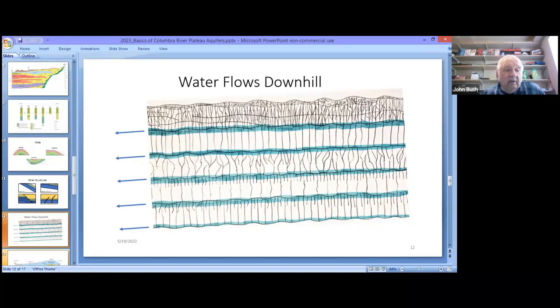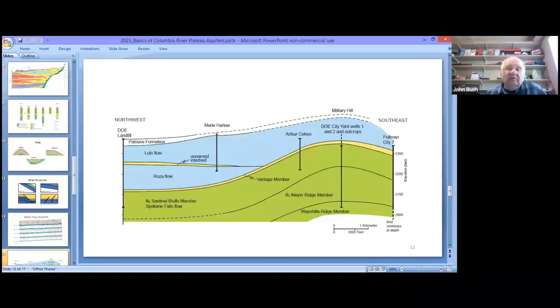And let's just take a look at just one example. We'll get some more examples next time. Are our rocks folded or bent or tilted in the subsurface? This is one cross-section. The green is the Grand Ronde. The blue up here is our old favorite on top, the Lolo flow.